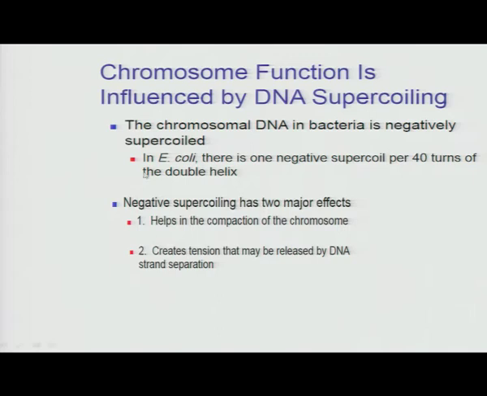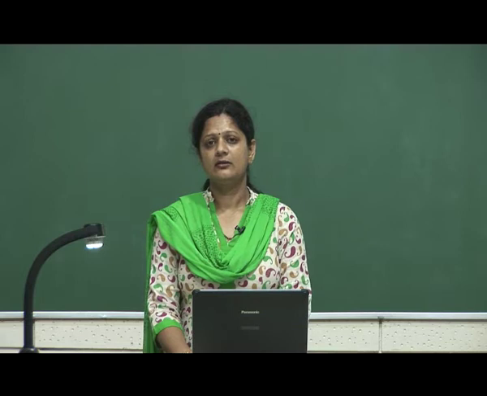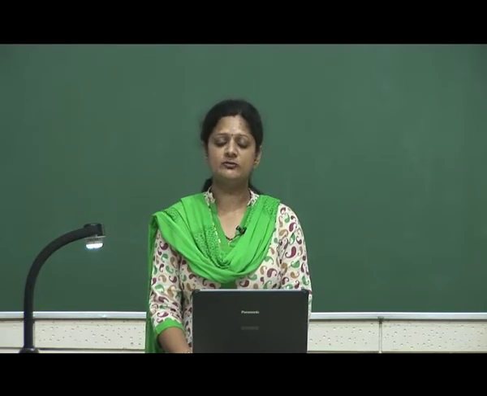Now, here is some more information about supercoiling. The chromosomal DNA in bacteria is negatively supercoiled, which I told you earlier. Negative supercoiling in bacteria helps the DNA get packed inside the small bacterial cell, and this negative supercoiling is helped by an enzyme called topoisomerase.